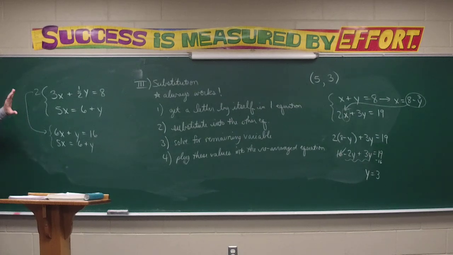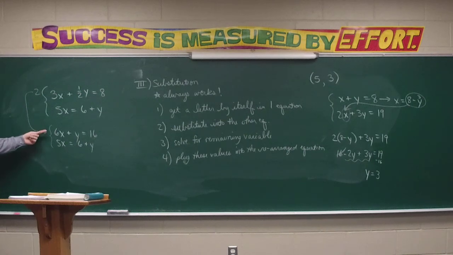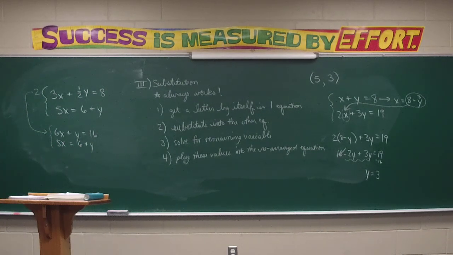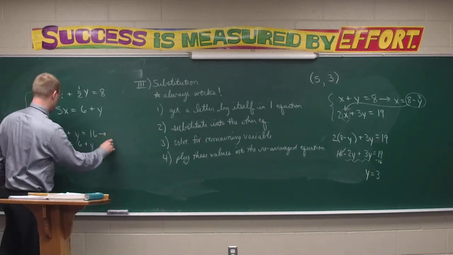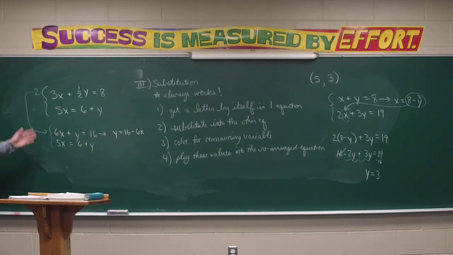But anyway, we need to get a letter by itself. I could get the y by itself here, or I could get the y by itself here. It's up to Brandon. Top equation, so we ditch the 6x. There we go. So the top equation is going to become y equals 16 minus 6x. There is nothing wrong with you doing it in the bottom. He decided to do it in the top. We're going to roll with what Brandon said.